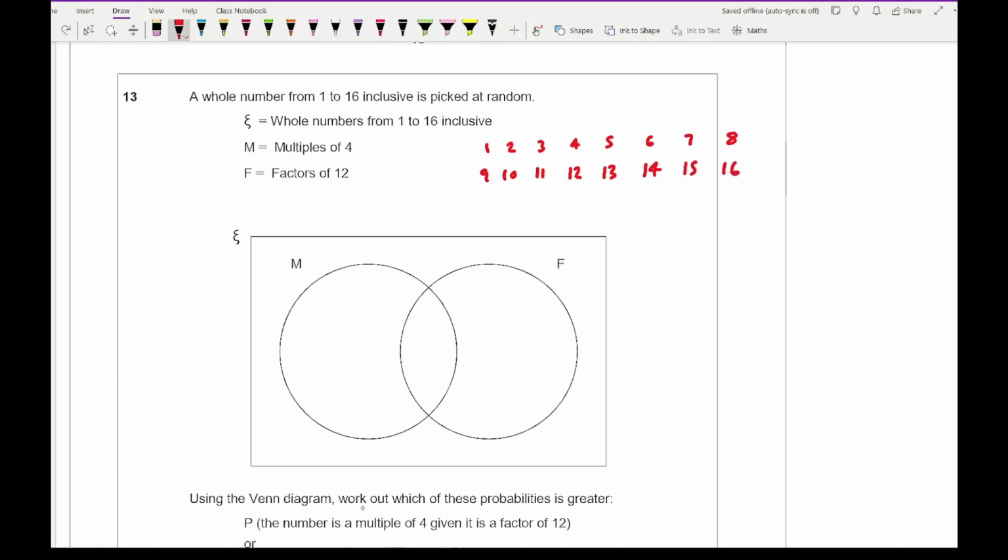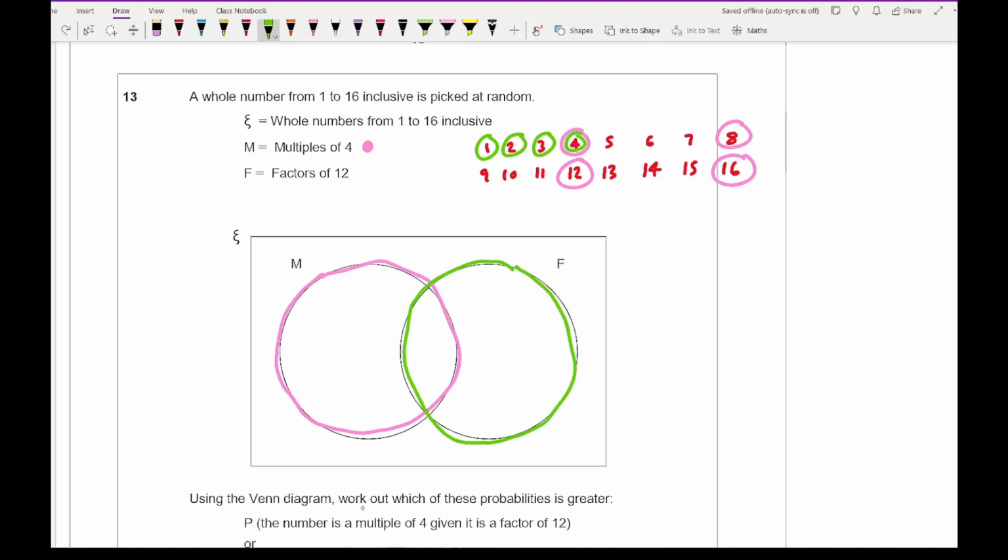Now, from this, we want to work out m, the multiples of 4. So if I just colour code these, multiples of 4 are going to be 4, 8, 12, and 16. So they're all the numbers that need to be inside this pink circle. Then if I use green for the factors of 12, the factors of 12 are 1, 2, 3, 4, 6, and 12.